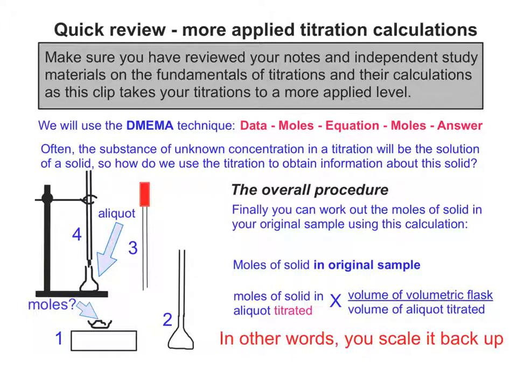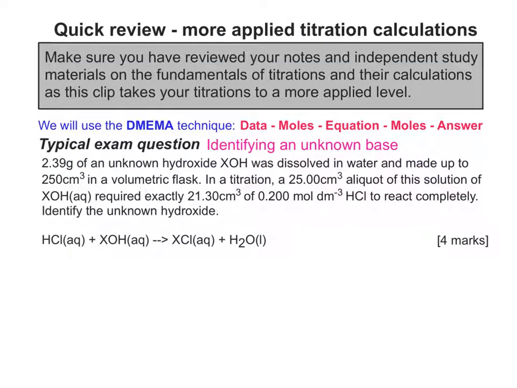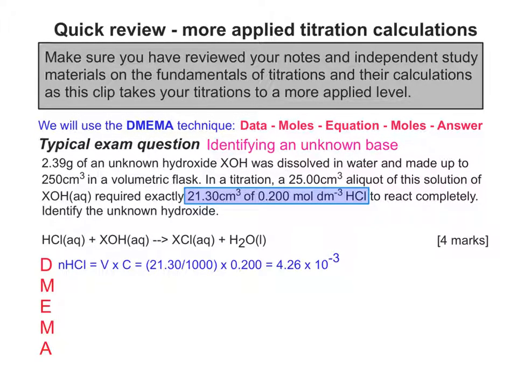Okay, so I think it's time to try an example question that requires you to do this. So here's one possible type of exam question where you have to identify an unknown base using a titration and starting with a solid. So first thing to do is to lay out your data, moles, equation, moles, answer type calculation layout. So I start by selecting the data for which I can actually work out the moles of something.